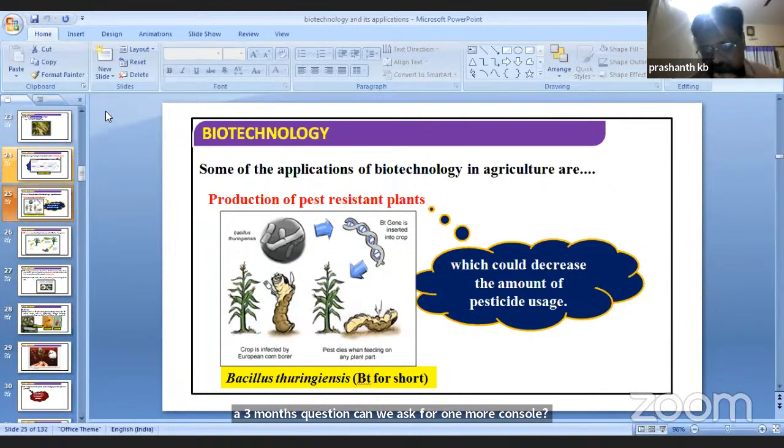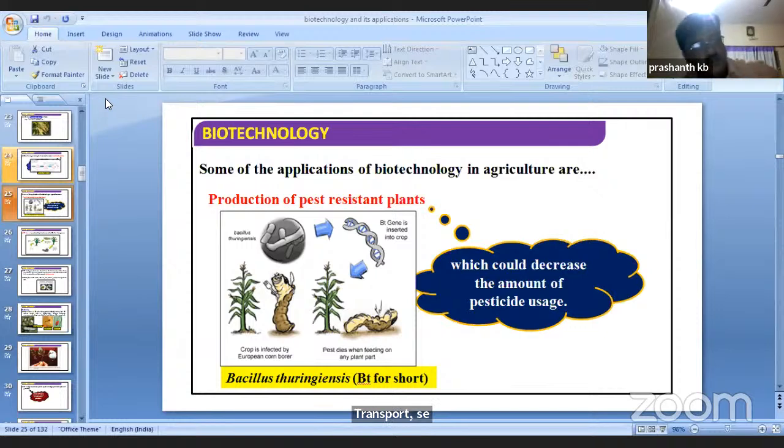Bacillus thuringiensis. What is this Bacillus thuringiensis? It is a bacteria actually. Now, what does CRY stand for? CRY stands for crystal protein. Is it clear? Crystal protein. Yes. Next.